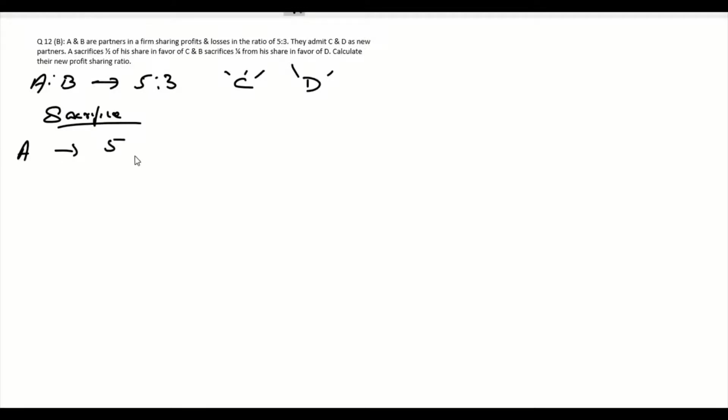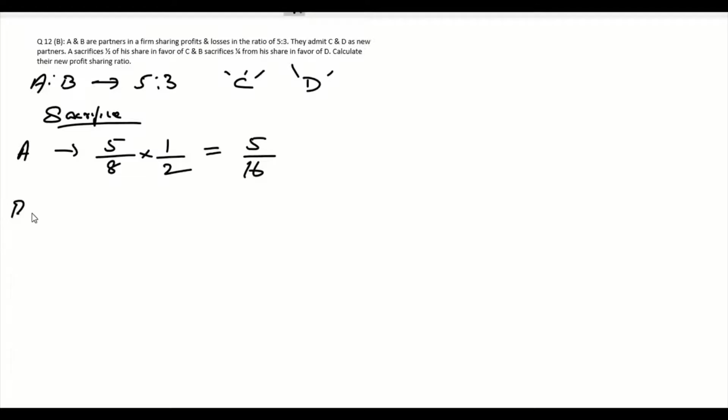Okay, so here we have A and B as existing partners. Their profit sharing ratio is 5:3, and they admitted new partners C and D. Okay, let's look at the sacrifice. For A, his original share is 5/8. He sacrificed half of his share for C, that is 5/16.